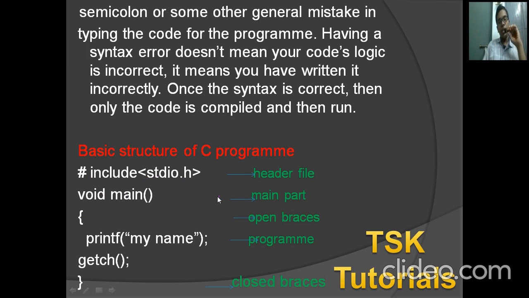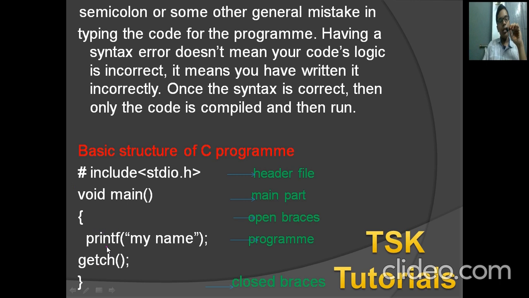Void main, this is the main part of the program. This is the open braces and this is the closed braces. In the C language, you have to write your program, your code, anything within the braces only. You have to write the program in between the braces.